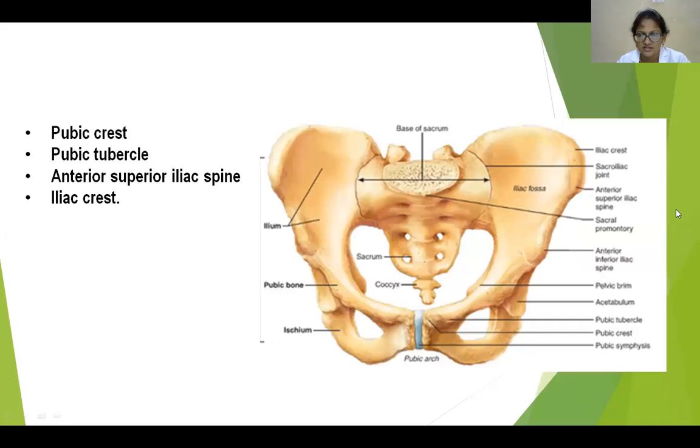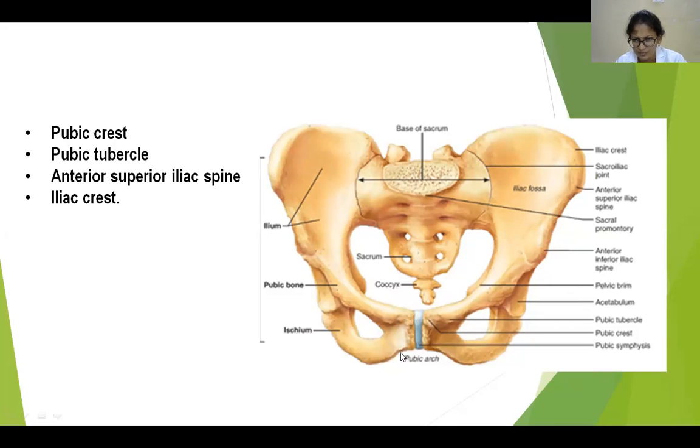Next, see, this is the hip bone. The entire picture is called the pelvis. We know the difference between the hip bone and pelvis. The pelvis is two hip bones along with the sacrum. One single bone is called a hip bone. The hip bone is formed by three parts: ilium, pubis, and ischium. This is the ilium, this is the pubis, and this is the ischium.